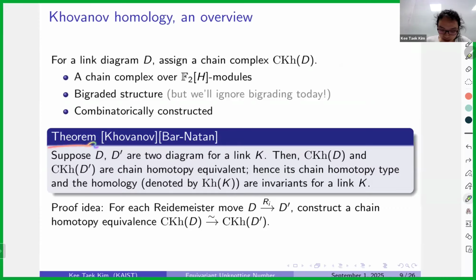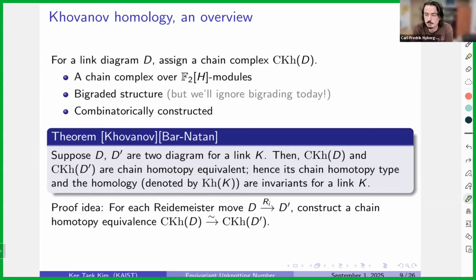This is due to the following theorem. Suppose we have two diagrams for a given link K. Then these two chain complexes are chain homotopy equivalent. So its chain homotopy type, or the homology, which is denoted by Khovanov homology, is an invariant of the link K. The proof idea is that for each Reidemeister move, R1, R2, and R3, we can construct a chain homotopy equivalence from one chain complex to the other. Then the proof is done by the Reidemeister theorem.